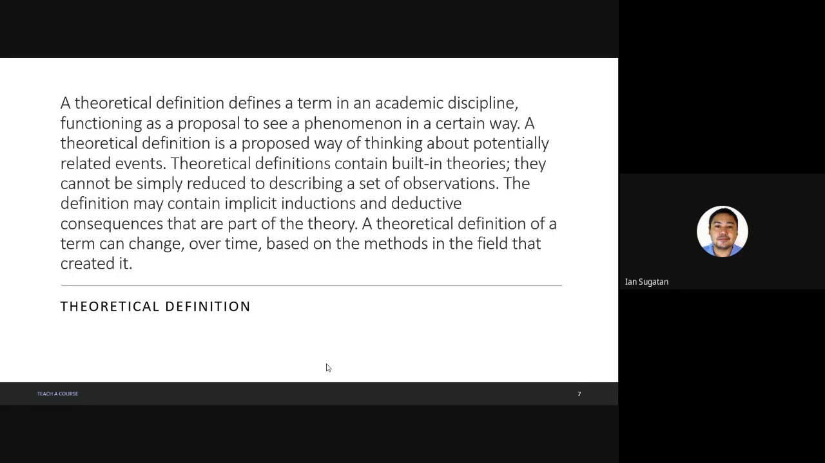And then the definition may contain implicit inductions and deductive consequences that are part of the theory. So may theory ka na nga daan, no? And then a theory definition of a term can change over time based on the methods in the field that created it. Meaning to say, guys, maskin may plano ka doon nga magkanda ka study mo, gintudloan ta doon ikaw ka method kung paano yung dahimuon. Pero take note that research proposal or the capstone is flexible. So meaning to say, you can adapt to changes that may occur before the conduct of the study, during the conduct of the study, and the post-evaluation.